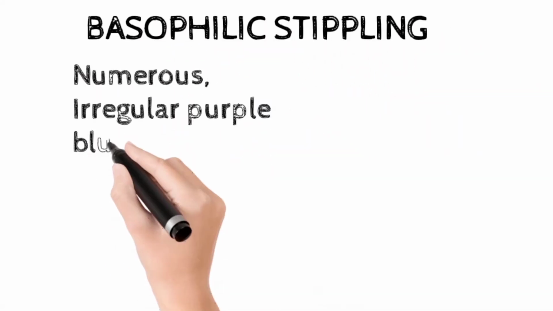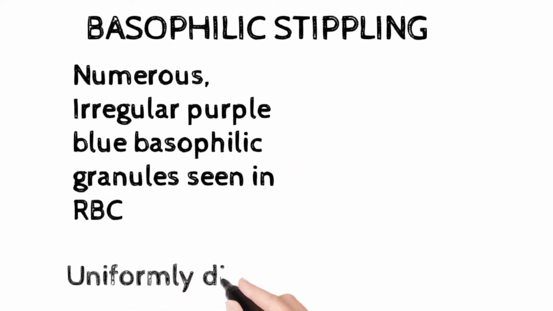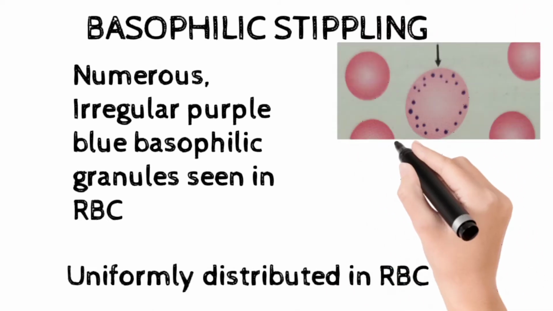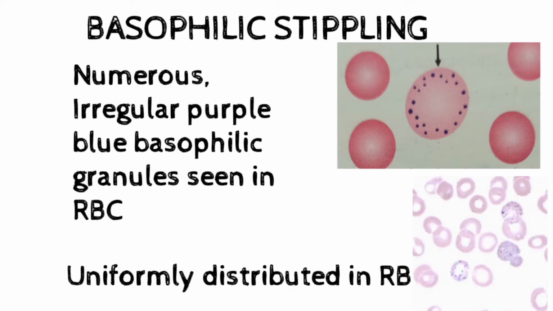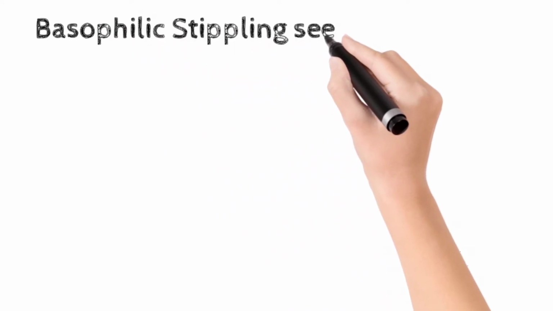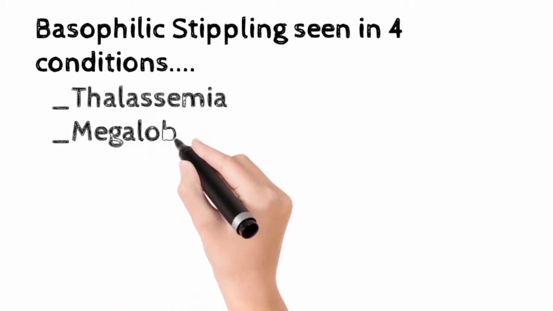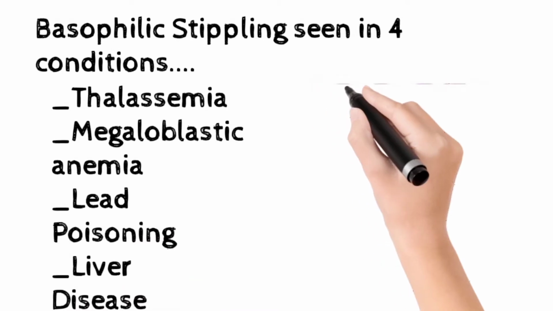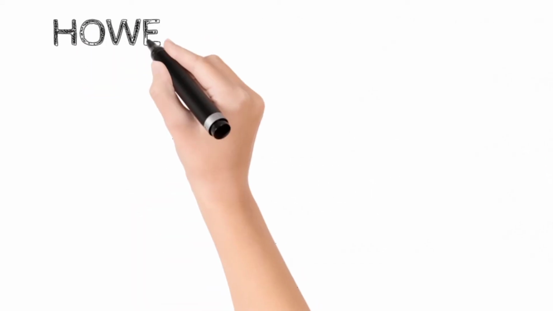It's numerous irregular purple-blue basophilic granules that are seen in red blood cells and which are evenly distributed in the red blood cell. Here in the diagram you can see basophilic granules distributed in the RBC. This basophilic stippling is seen mainly in four conditions: thalassemia, megaloblastic anemia, lead poisoning and liver disease. All indicate ineffective erythropoiesis. Here in the diagram you can see a basophilic stippling.